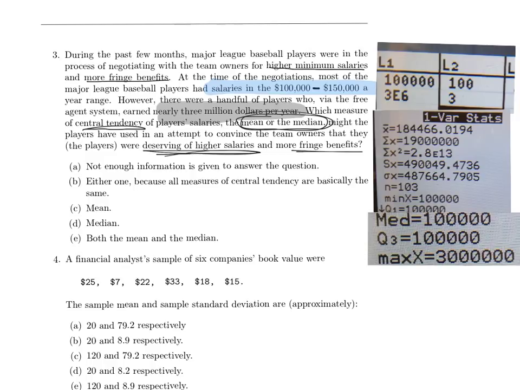I will make a hypothetical situation. Let's pretend that there are 100 players making $100,000. Because it says at the time of the negotiations, most of the baseball players had salaries in the $100,000 to $150,000 range. So I'm going to say, suppose there's 100 players making $100,000, and let's say there are 3 players making $3 million. This 3E6 is the calculator fitting in the number 3 million, because 3E6 means 3 times 10 to the 6th, or 3 million.